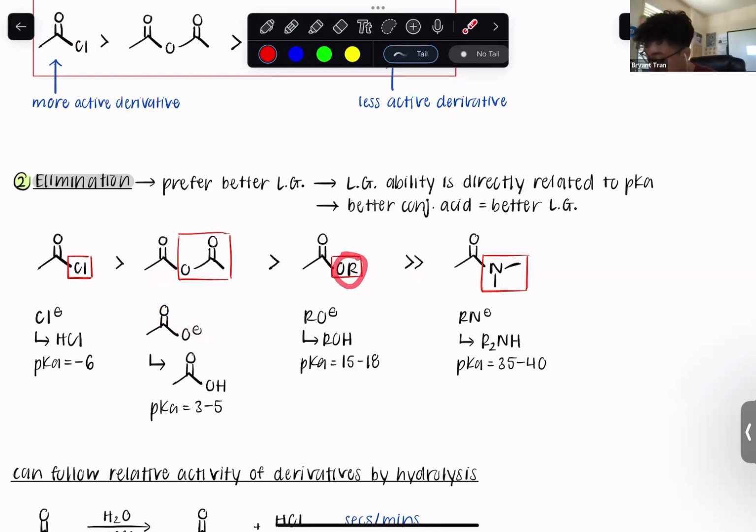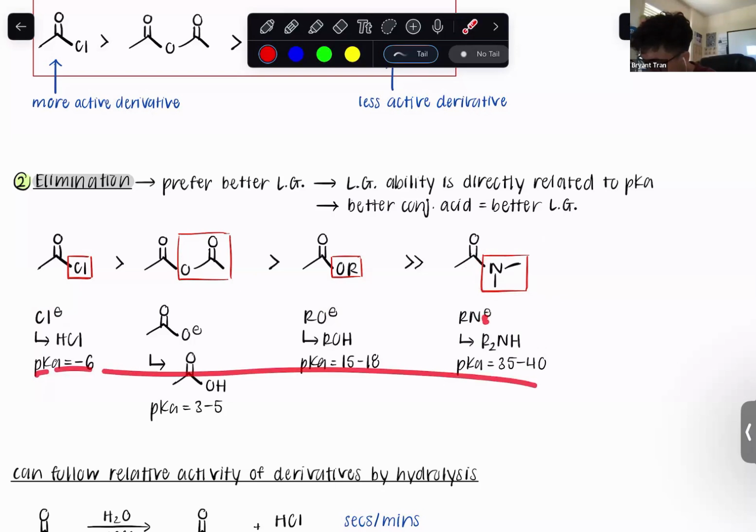This OR right here is not a good leaving group compared to the other two that we just talked about because it has a negative charge on the oxygen that cannot do resonance, right? But this one here is the worst leaving group compared to all of these because nitrogen is the least electronegative atom and it cannot do resonance, right?